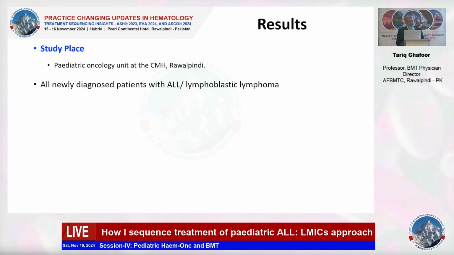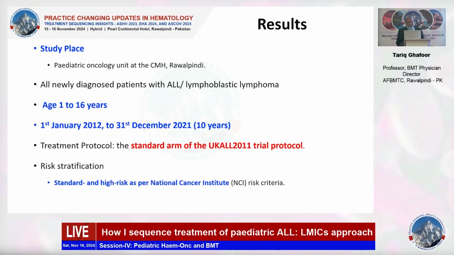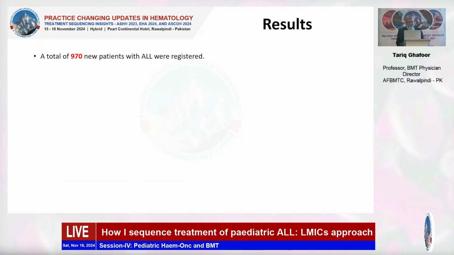All newly diagnosed patients with ALL or lymphoblastic lymphoma were included. Age was between 1 to 16 years, and the 10 years of data I already mentioned. They were started on treatment on the standard arm of the UKALL 11 trial protocol, with risk stratification as I mentioned.